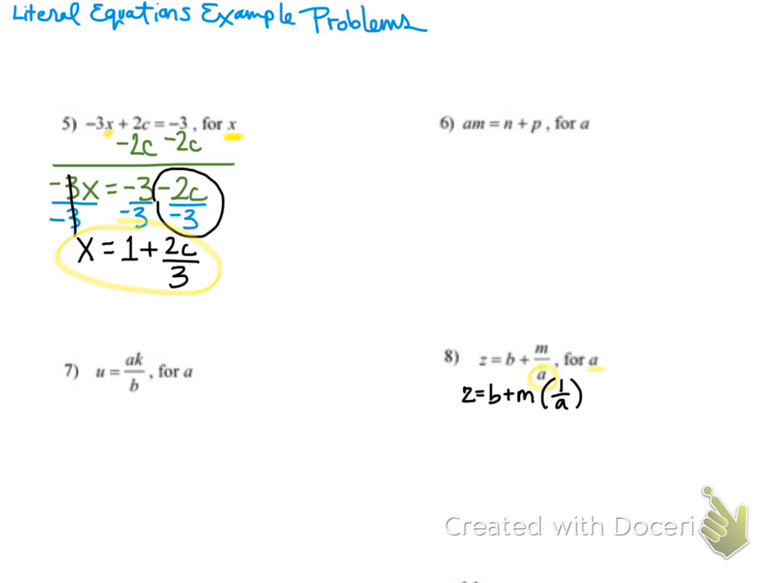So for positive b, I'm going to subtract b from both sides. Z and b are not like terms, so I'm writing them next to each other. So here we have m times 1 over a, and the inverse operation for multiplication is division, so we're going to divide both sides by m.